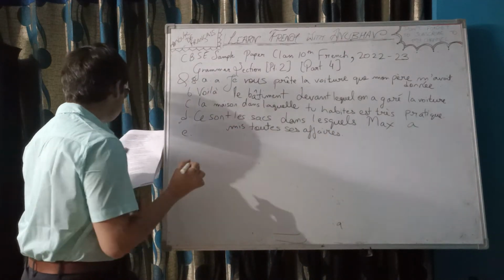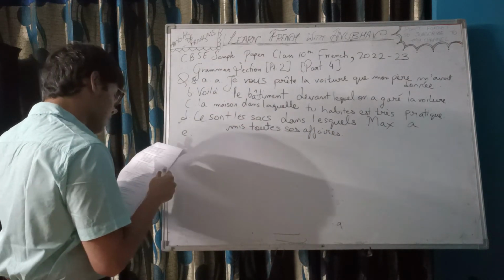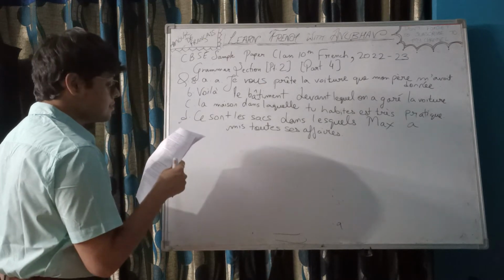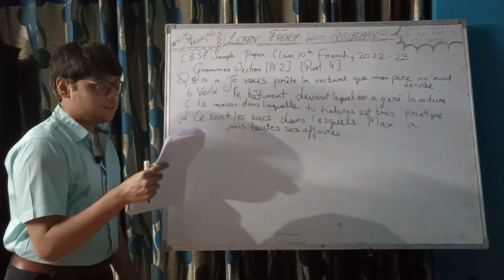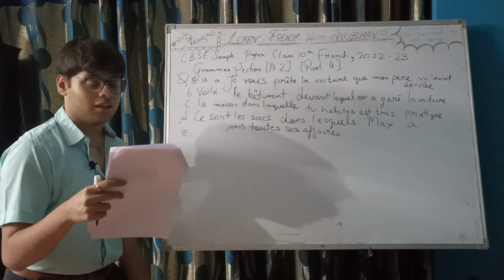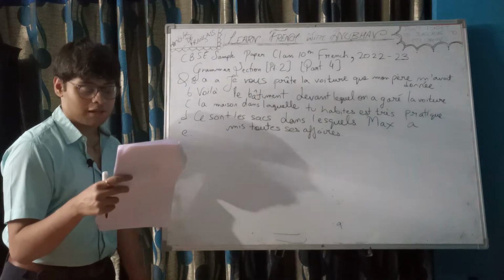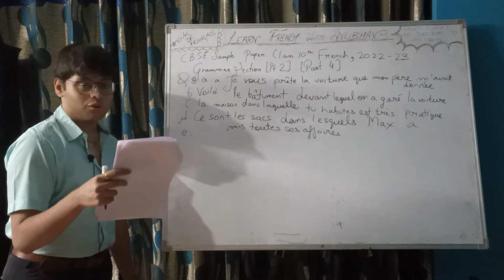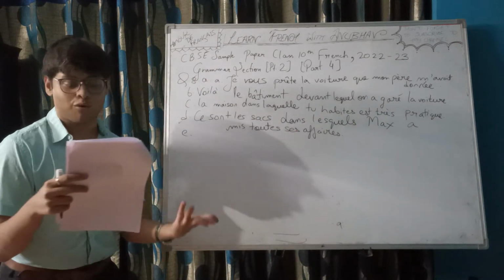Perfect. The last part, la photo est très belle. Il parle de cette photo. So, the photo is very beautiful. They are speaking about this photo. So, of which, from which, about which.